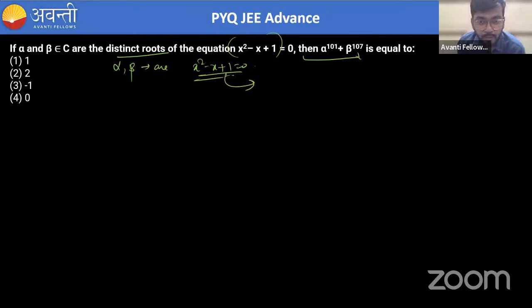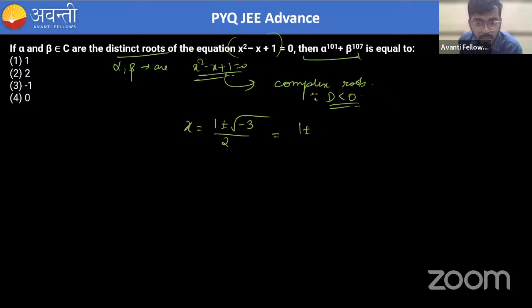Do you know that this equation has complex roots since discriminant is less than 0? Okay. So what are those roots? x equals to minus b plus minus under root b square minus 4ac, which will be minus 3, upon 2, right? So this will be 1 plus minus root 3 i by 2. So you got the value of x.